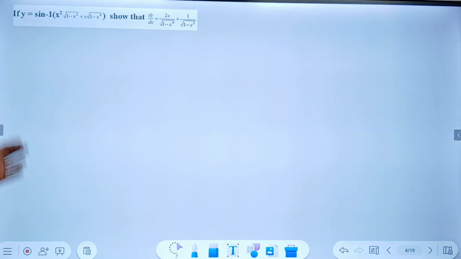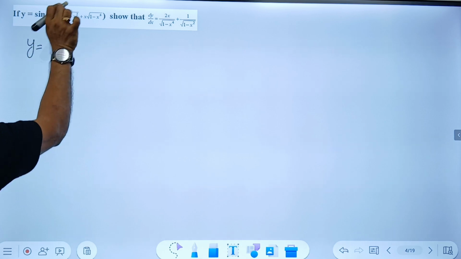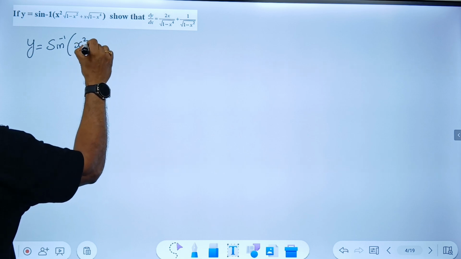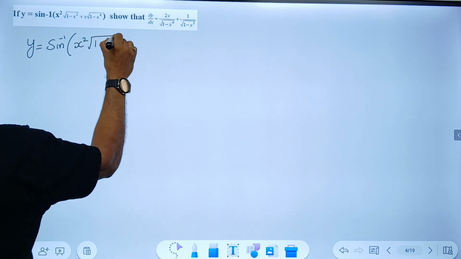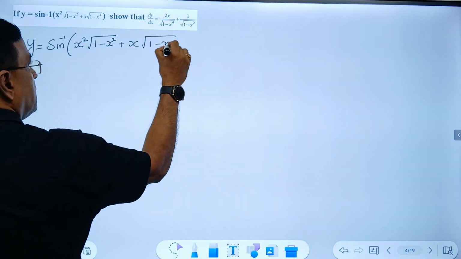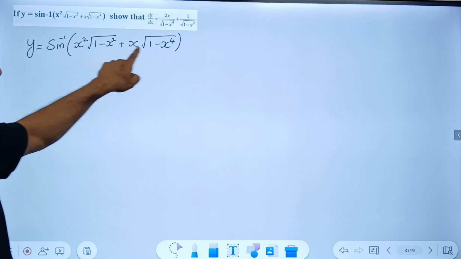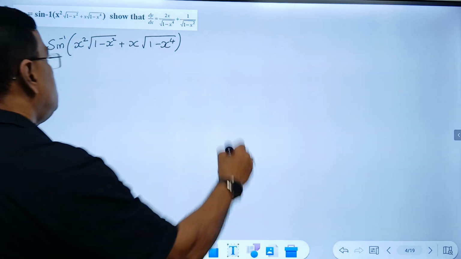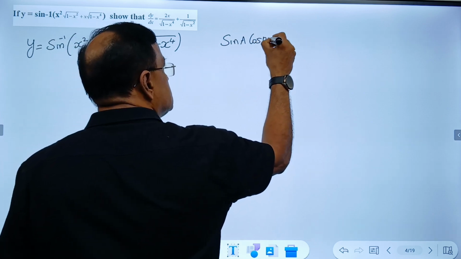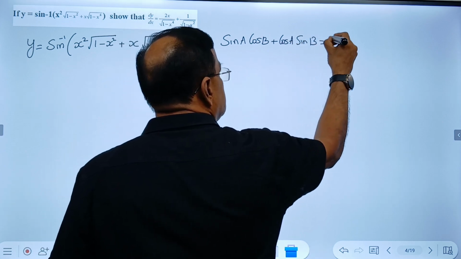Okay, next one. Look at this. It's a very nice problem. Now here the question is y equal to sine inverse of x square into root of 1 minus x square plus x root of 1 minus x power 4. Now as I told you in the previous problem, this is sine inverse, so this should be written in terms of sine. Now what is sine A cos B plus cos A sin B? It is nothing but sine of A plus B.